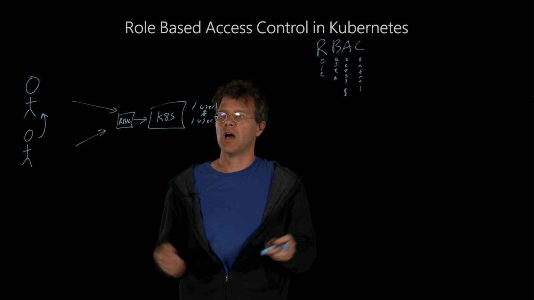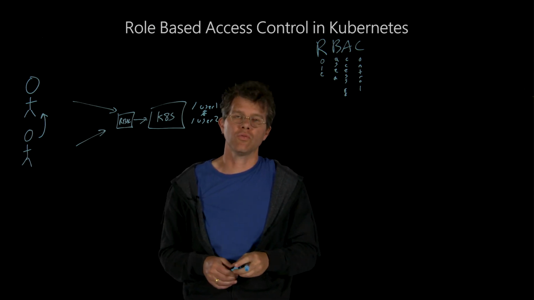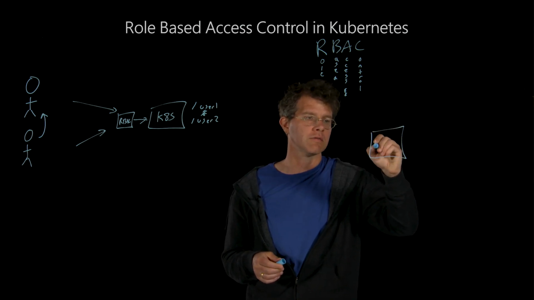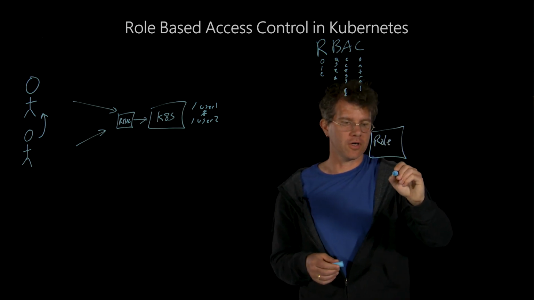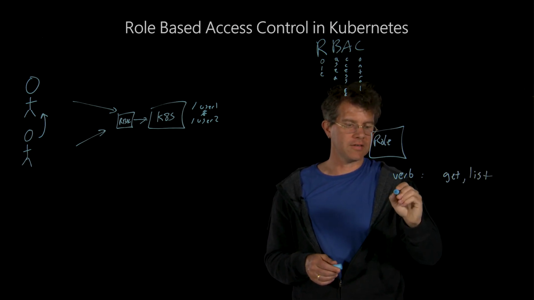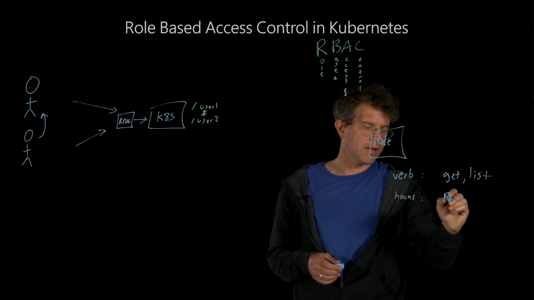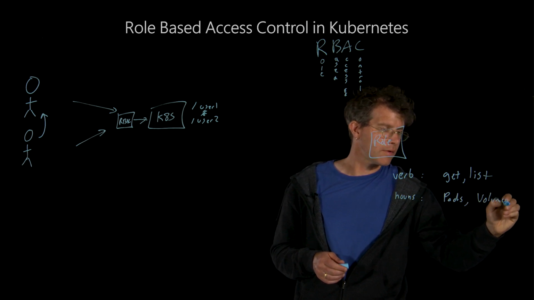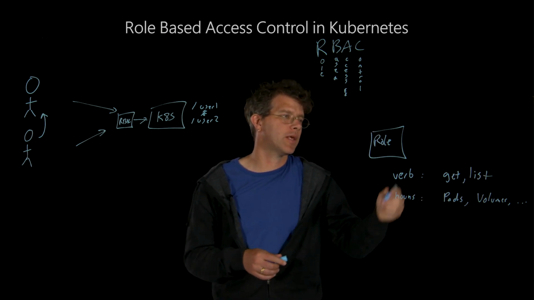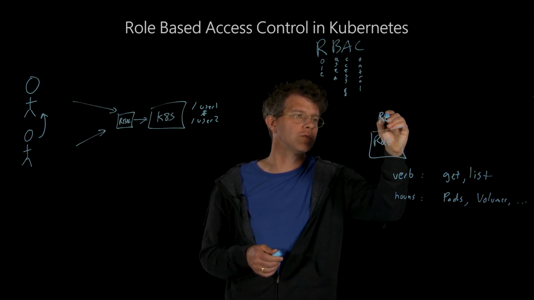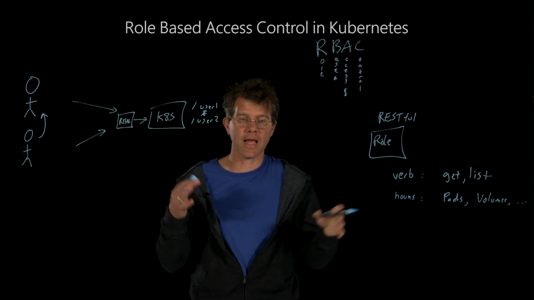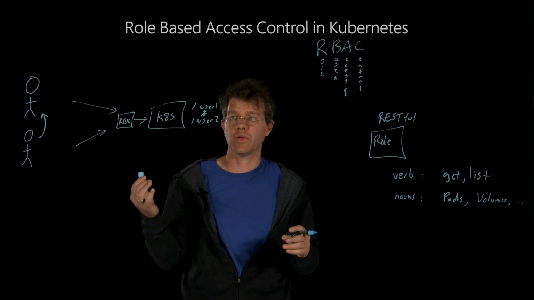So in order to understand how RBAC works in Kubernetes, it's important to understand how role-based access control works in general. The role in role-based access control defines a notion of a verb, something like get or list, and a set of nouns, something like pods, volumes, etc. So a role defines what you can do to a set of resources. This is a resource within Kubernetes, just like everything else. So this is a RESTful resource. And there's a number of them that are predefined, and you can also create them yourself using a YAML file. So you can represent any arbitrary set of privileges onto the resources within the Kubernetes cluster.